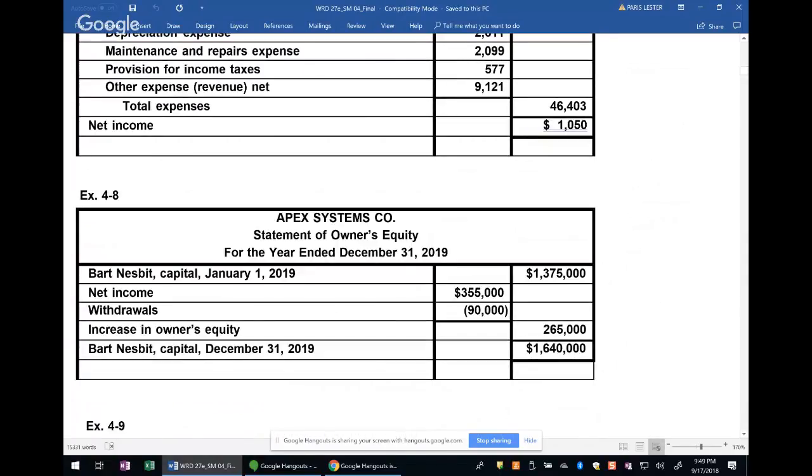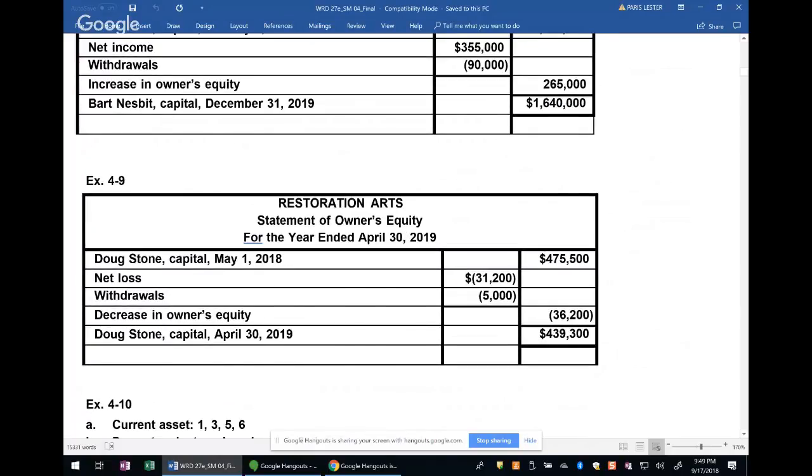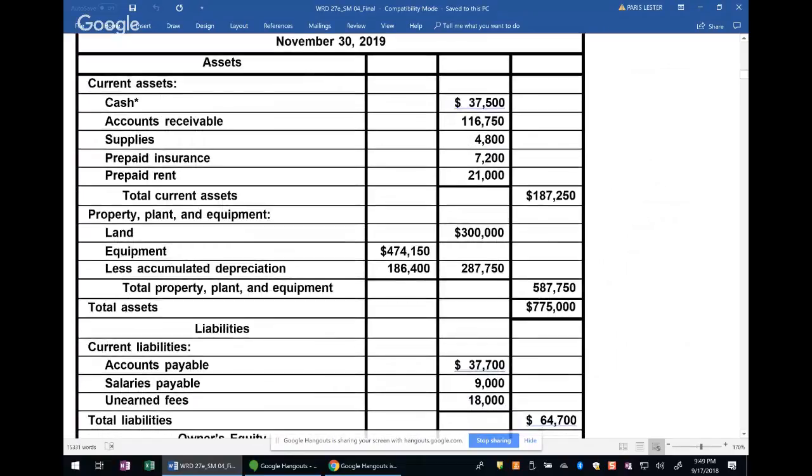Now we're going to do a statement of owner's equity. And you've done a few of these, did it on last test. Beginning capital, add net income, subtract drawing, and get ending capital. You have to have that through the balance sheet, don't you? And by now, you should know that the balance sheet is the accounting equation. Assets is equal to liabilities plus owner's equity. The balance sheet is the accounting equation.